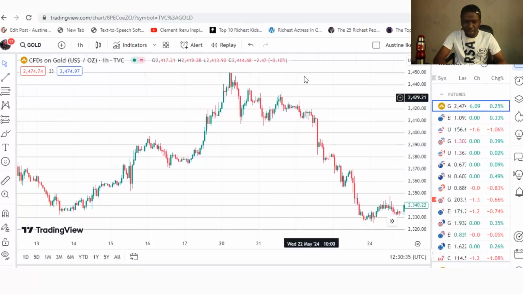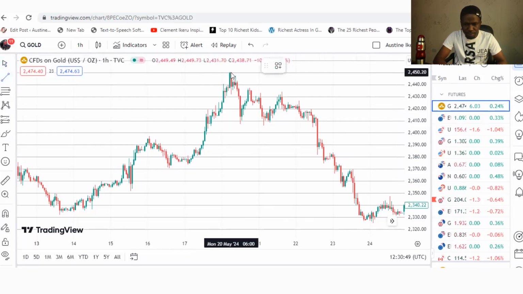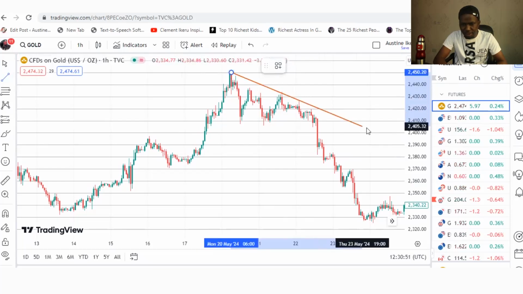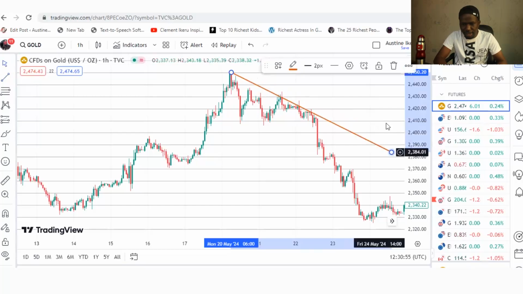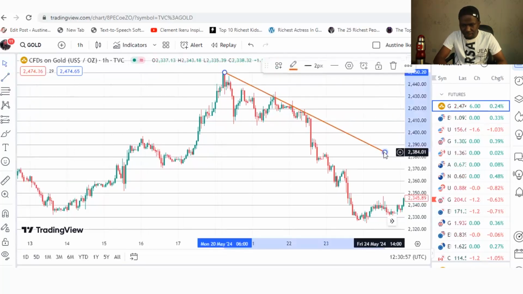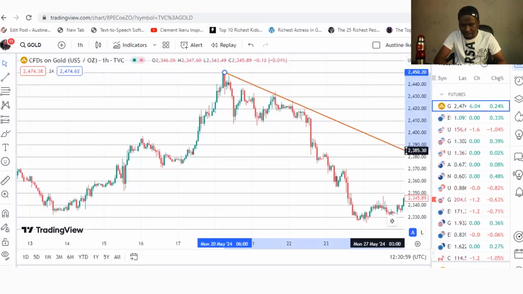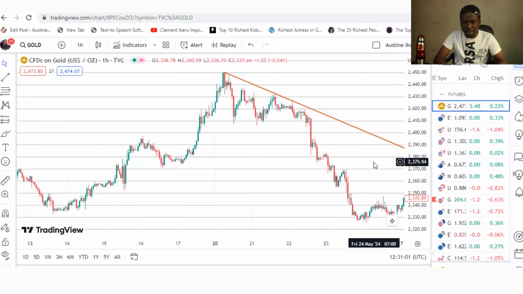Now if you look at this one from here, you can see that the market is in a downtrend, right? And for the fact that the market is in a downtrend, you are only looking to sell. So you simply use your trend line to confirm if truly the market is in a downtrend. Because the trend line is heading down, you can clearly see that the market is in a downtrend.